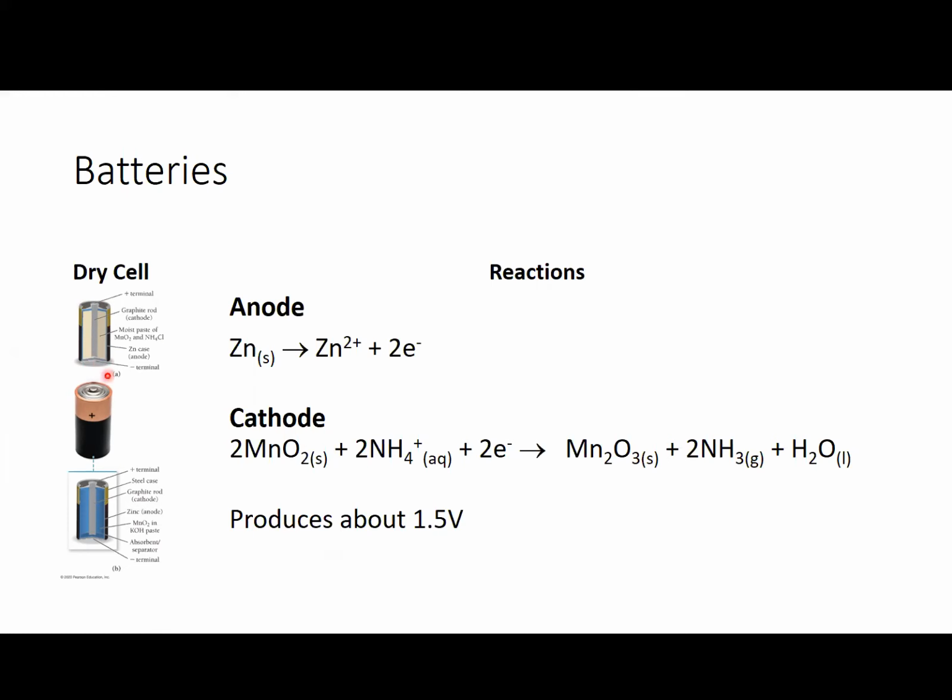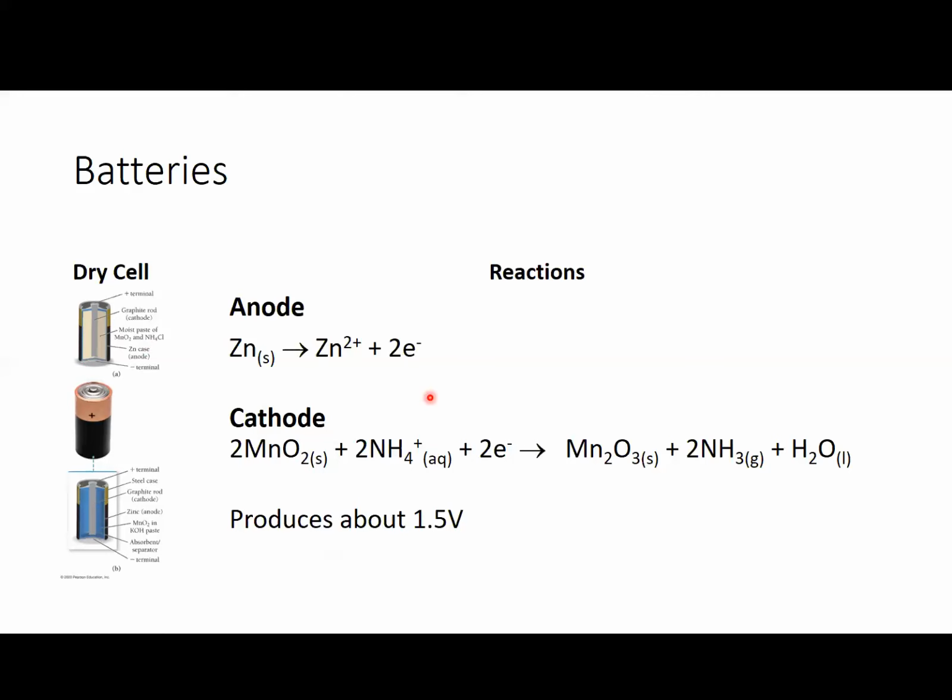So there's a graphite rod here in the center, and then what they call a moist paste. So if these things ever go bad, that paste kind of expands and comes out, and you see like crust around here. That's what a lot of this is, containing manganese 4 oxide and ammonium chloride. And this is part of the reaction that ends up taking place there.